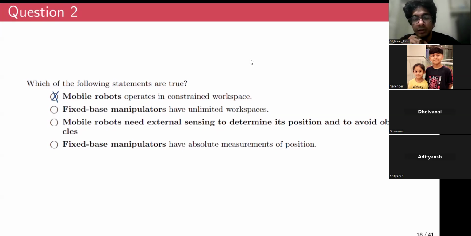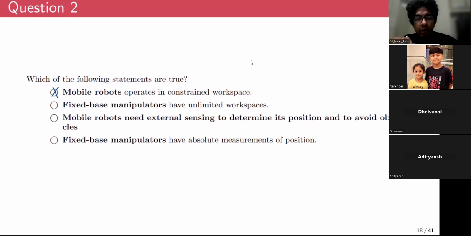Okay, what about the second question? The fixed base manipulators have unlimited workspace. That is also false.